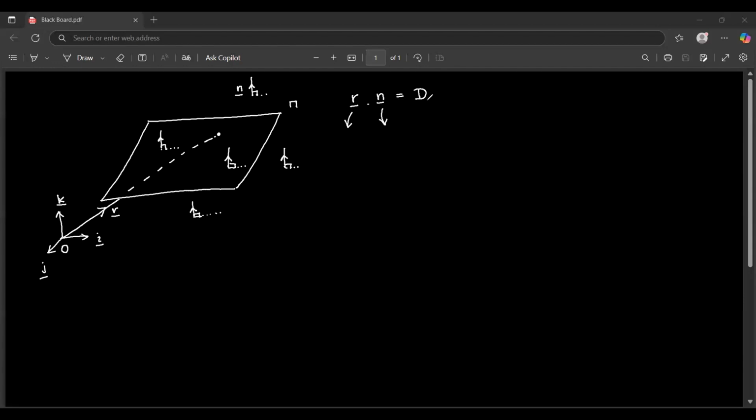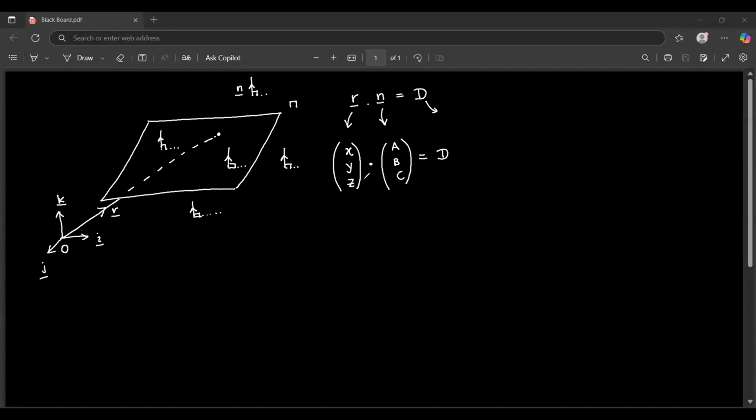And this d is any constant that you can have. Basically, it's a number. This form has another representation. Since we can represent r as (x, y, z), and let's say n can be represented as (a, b, c), then (x, y, z) dot (a, b, c) is equal to d.